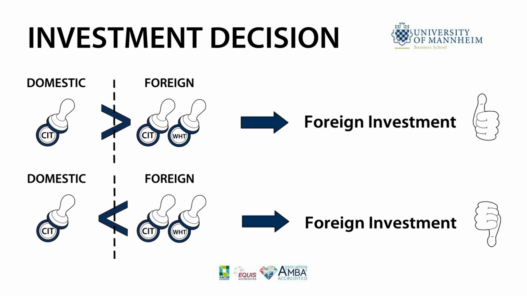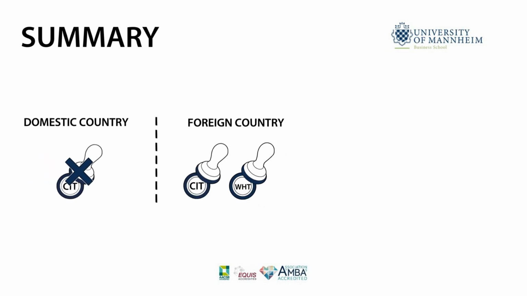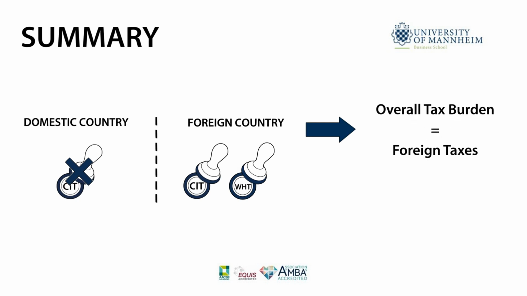burden of the investment. To summarize, under the exemption method the cross-border investment is only taxed in the foreign country. Thus, the foreign taxes determine the overall tax burden of the investment. Under the exemption method, double taxation is avoided.